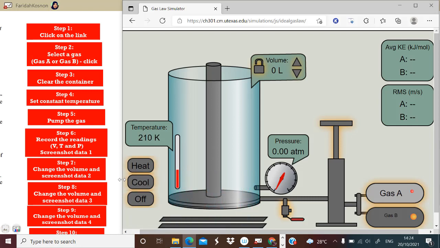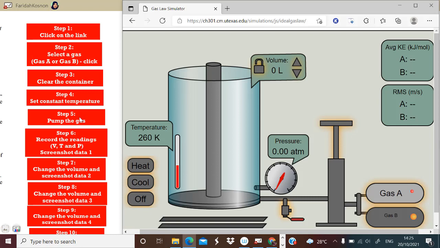Nampak ni dah terlalu rendah kan? Dia mesti 250 ke 300. So, saya tambah lagi. Saya stop. Katalah saya tak puas hati dengan 280, saya nak kurangkan sikit. Saya nak ambil 260 Kelvin. So this is the temperature, the constant temperature. And now, we are going to start the experiment.